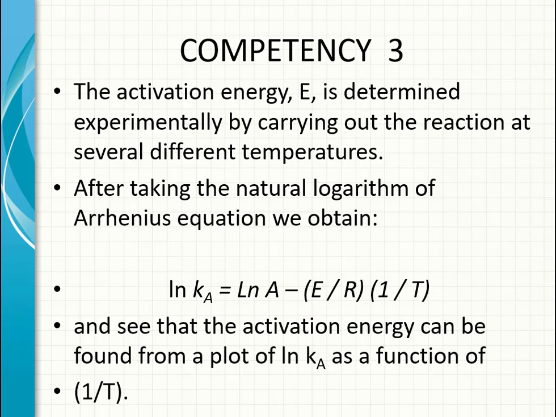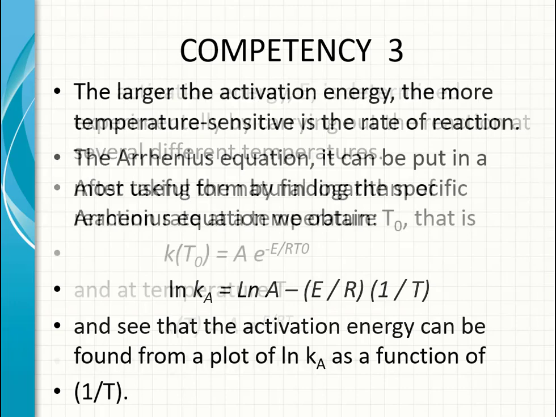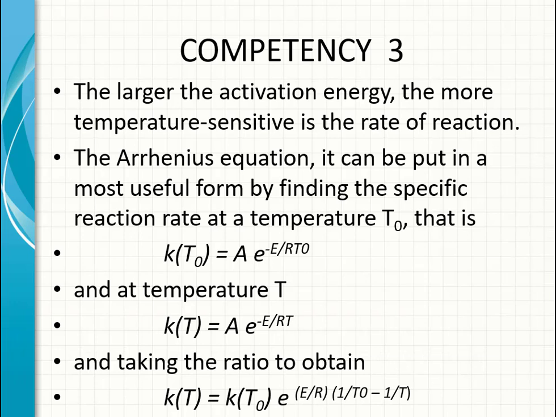So this is what we do in the lab. At different temperatures, we run the reaction and then we calculate the rate constant, and then we make a plot of the natural log of the rate constant against 1/T, and we will see that the slope will be minus capital E divided by R, and the intersection with the vertical axis is the natural log of the pre-exponential factor, capital A. The larger the activation energy, the more temperature sensitive is the rate of reaction.